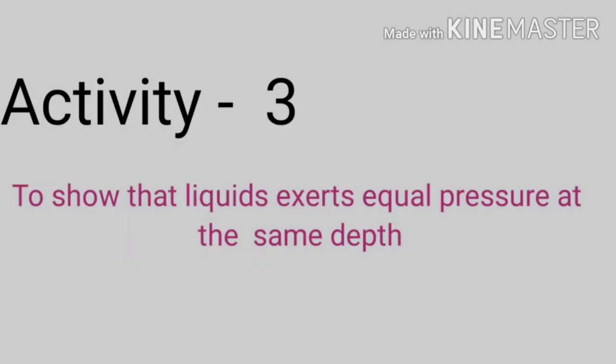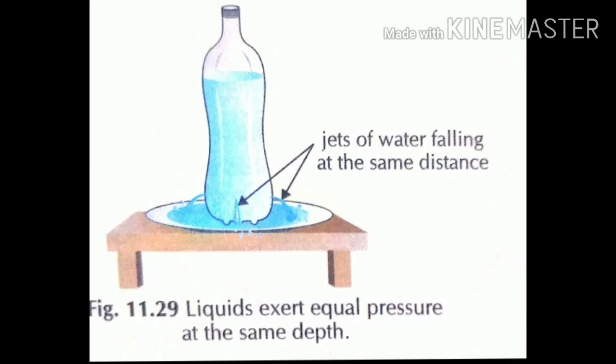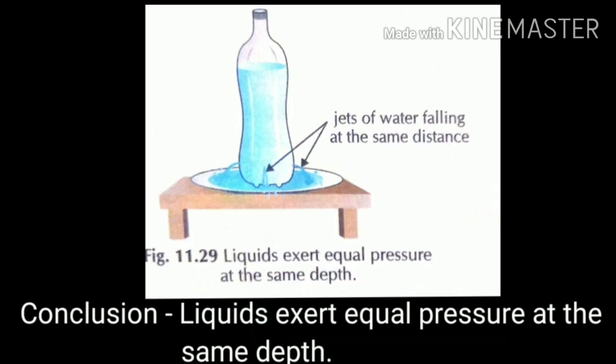Now, in the third activity, we will discuss that liquids exert equal pressure at the same depth. Take an empty plastic bottle, make 4 holes all around near the bottom of the bottle. Apply adhesive tape over the row of holes. Fill the plastic bottle with water. Now, remove the tape. You observe that jets of water coming out of the holes fall at the same distance from the bottle. So from this activity, we can conclude that liquids exert equal pressure at the same depth.